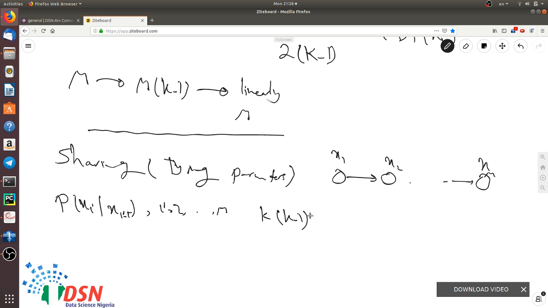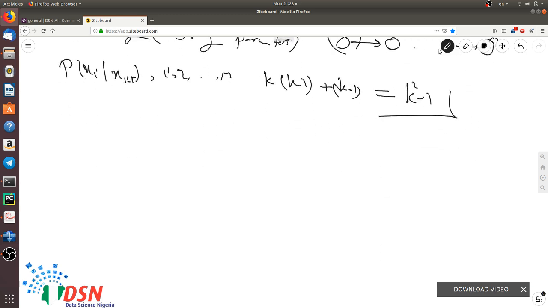So you will have k minus 1 just for x1, and for all of the others you will have just k times k minus 1 parameters. So the total number of parameters will be k squared minus 1 parameters for m variables. And so this is actually another way to reduce the number of parameters in a network.